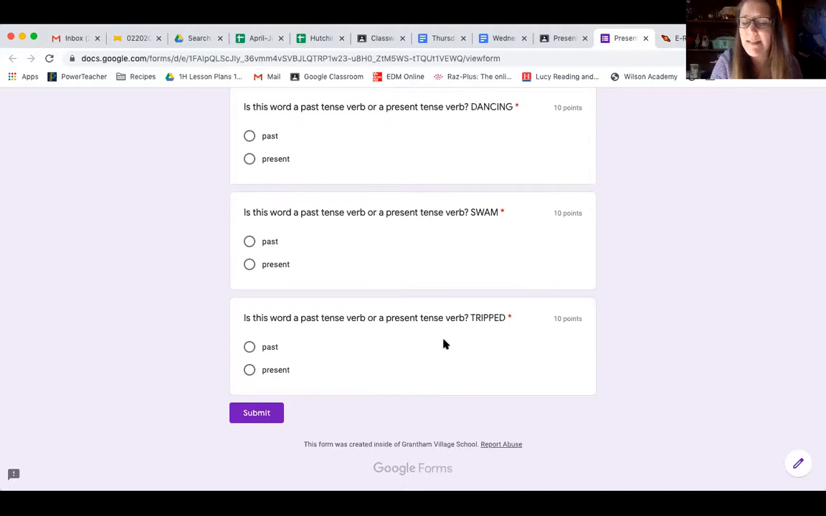And the last one is the same question, but with the word tripped. Use it in a sentence to see if you can figure it out. She tripped going down the stairs. I noticed the ED. Okay. She tripped going down the stairs the other day. Tripped. Okay. So I think that covers our writing for today.